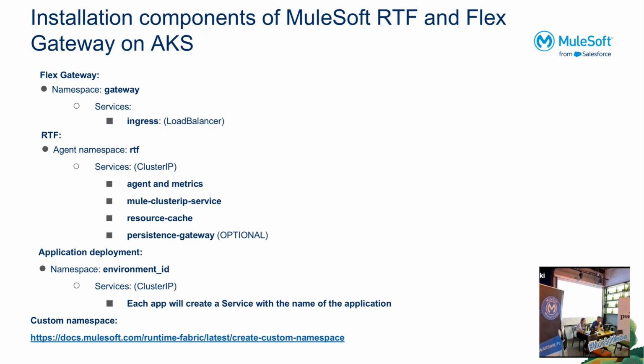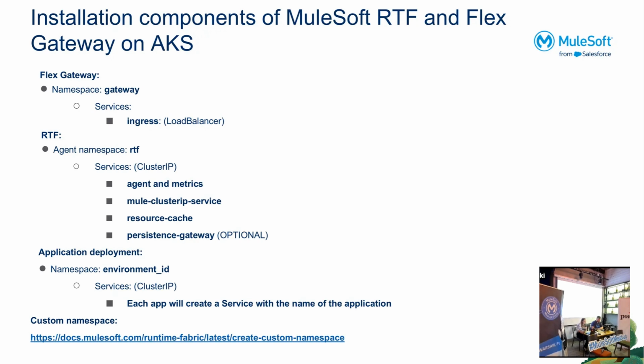Within this agent namespace, there are several services. All of them are of type cluster IP. I will show you that in a second. I will not go into details of what those services do separately, but altogether they let us manage our applications on RTF on the cluster, secure them with API Manager, monitor them to some extent, install the runtimes, manage them, and so on. There are four main services: Agent, Matrix, Mule Cluster IP Service, and Resource Cache. These are installed by default.